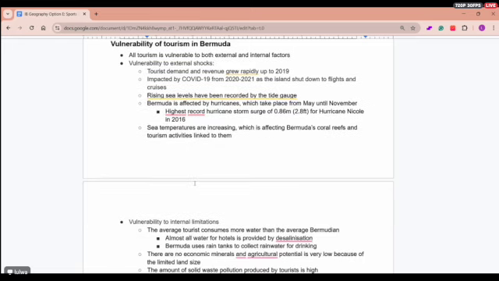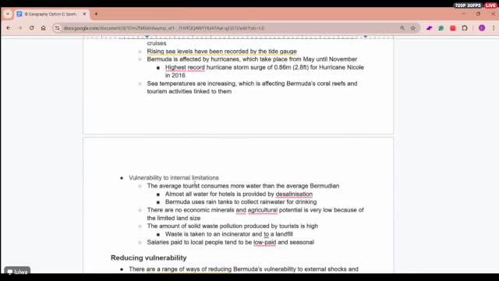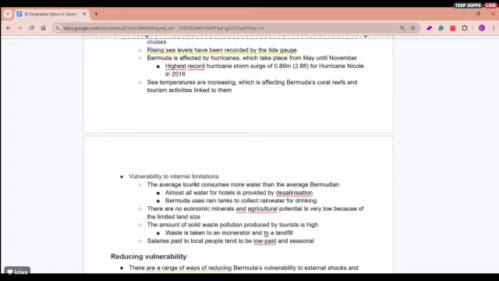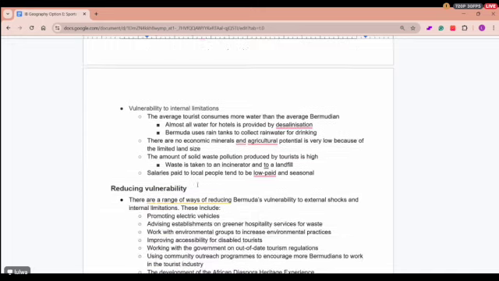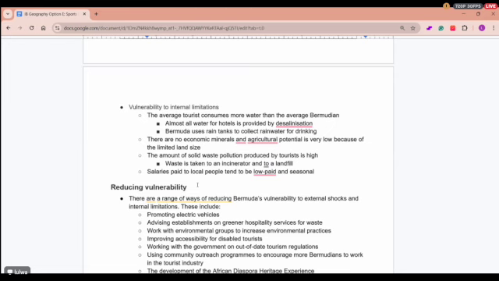You had rising sea levels, and Bermuda is also affected by hurricanes, and also temperatures are increasing, which is affecting Bermuda's coral reefs and tourism activities linked to them. You also have vulnerability to internal limitations. So the average tourist consumes more water than the average Bermudian. So Bermuda uses rain tanks to collect rainwater for drinking. However, that means that the amount of solid waste pollution produced by tourists is really high, and salaries paid to local people tend to be low paid in season.